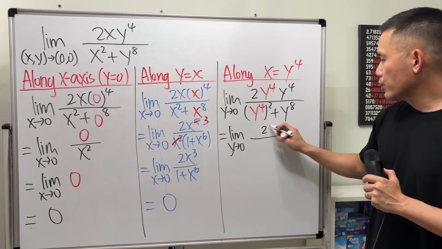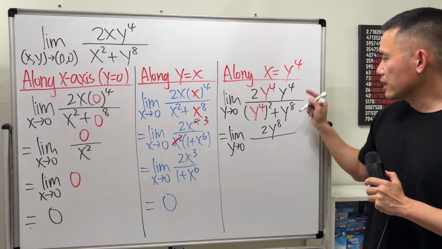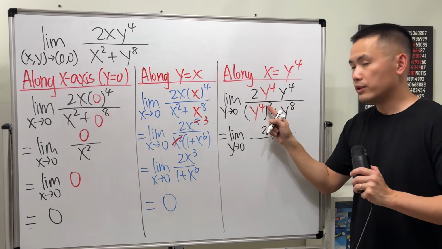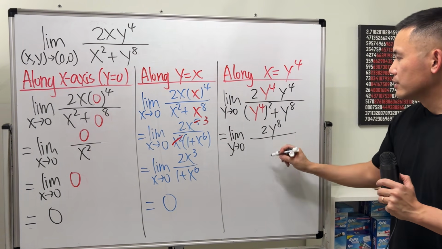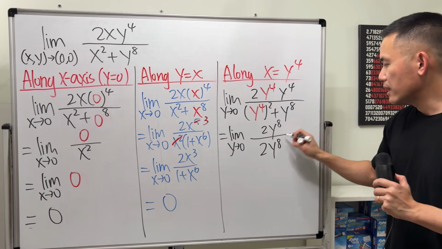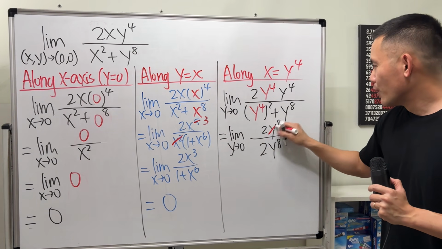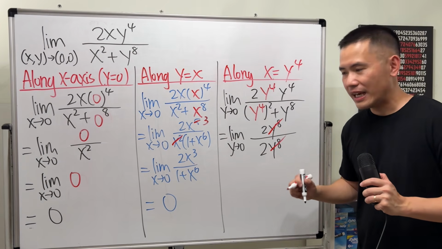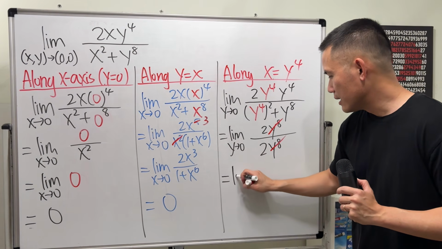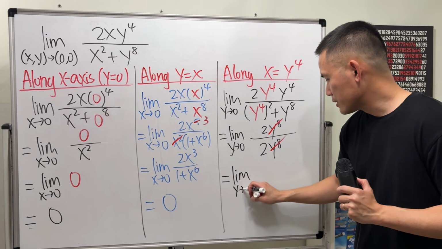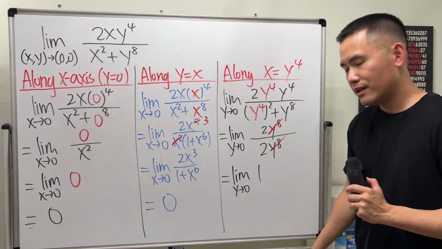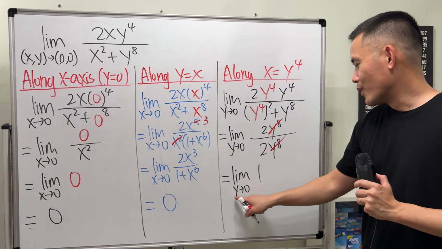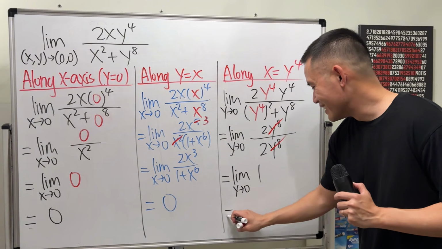On the top is 2y to the 8th power. You add the exponents. And on the bottom this is y to the 8th, plus y to the 8th, so we have 2y to the 8th. Guess what? The y to the 8th cancels with y to the 8th, and you can see this is the limit as y approaches 0 of 2 over 2, which is just 1. So when y is approaching 0 of 1, the answer is equal to 1.